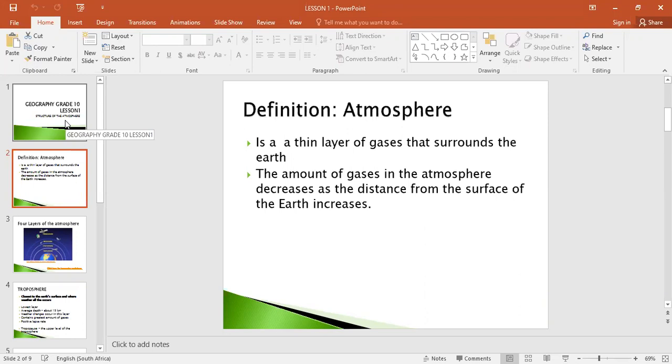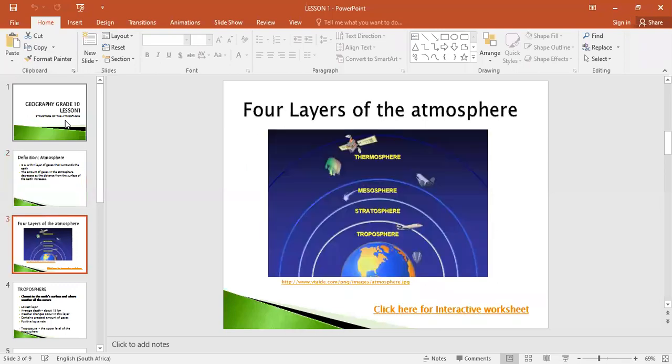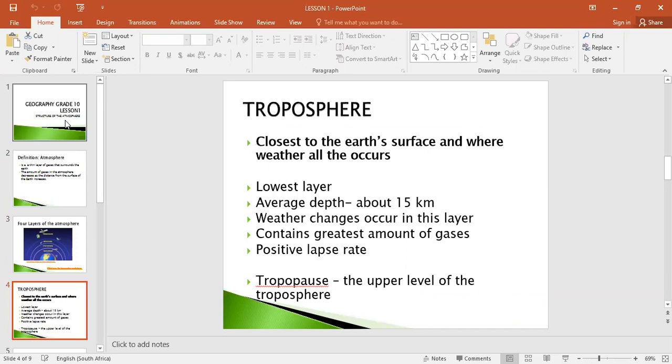The definition of an atmosphere is that it is a thin layer of gases that surrounds the Earth. The amount of gases in the atmosphere decreases as the distance from the surface of the earth increases. This means that the higher you go, the thinner it becomes as you move away from the surface of the earth. The atmosphere has four layers: the thermosphere, the mesosphere, the stratosphere, and the troposphere, as you can see on your screens right now. Each particular layer is described in the following slides.